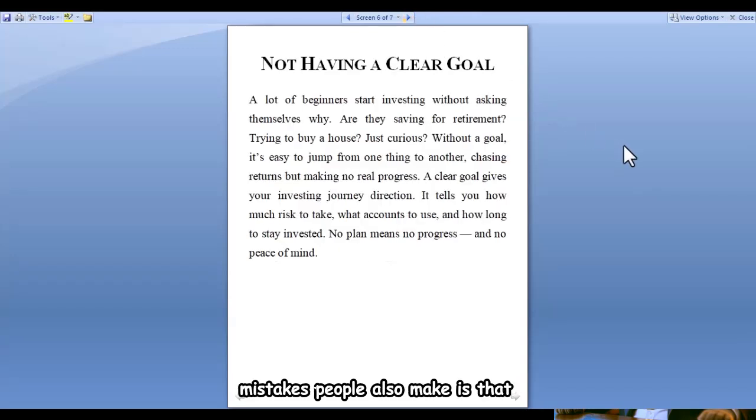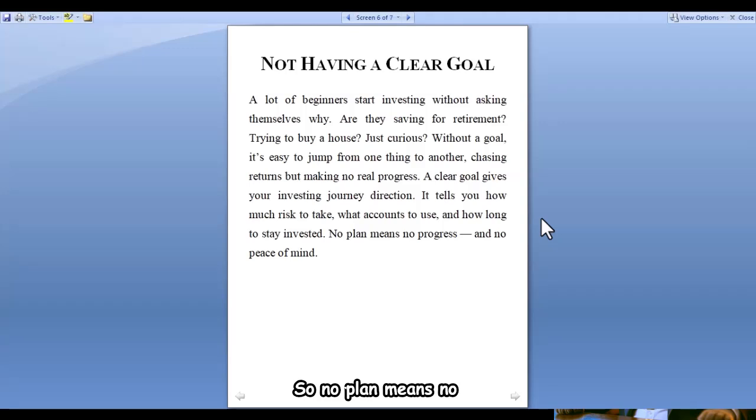The next mistake people also make is not having a clear goal. They don't have a clear plan. A lot of beginners start investing without asking themselves why. Are they saving for retirement? Trying to buy a house? Just curious? Without a goal, it's easy to jump from one thing to another, chasing returns but making no real progress. So a clear goal gives your investing journey direction. It tells you how much risk to take, what account to use, and how long to stay invested.